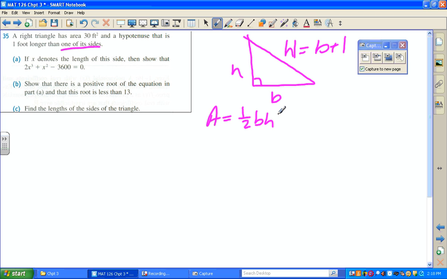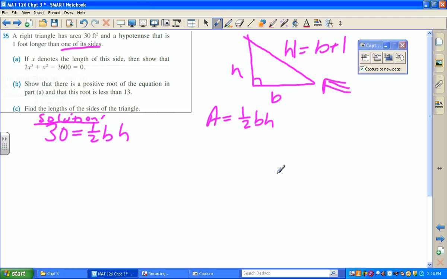All right, 30 right here, isn't it? A equals 30. So I have 30 equals 1/2 base times the height. My solution is going to come from this equation right here, because this is the only one that has a number in it. My substitution is going to come from right up here.